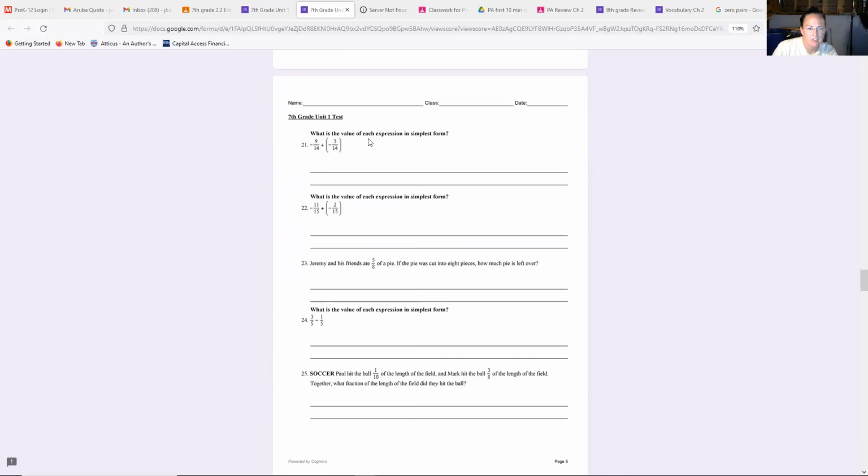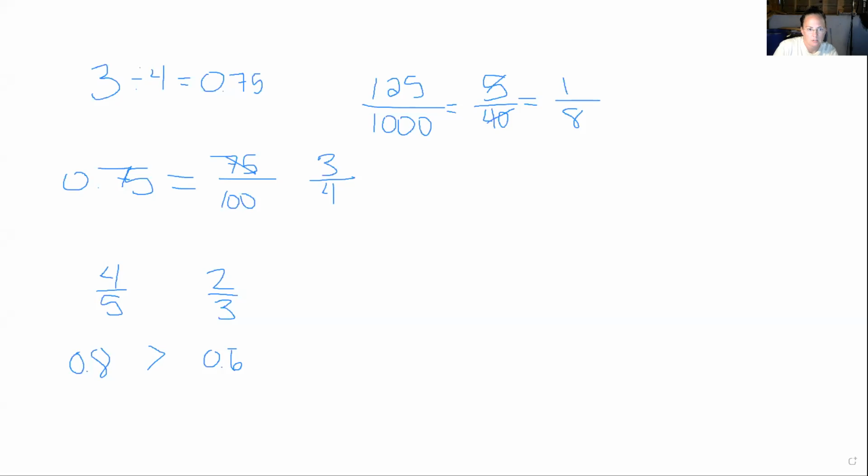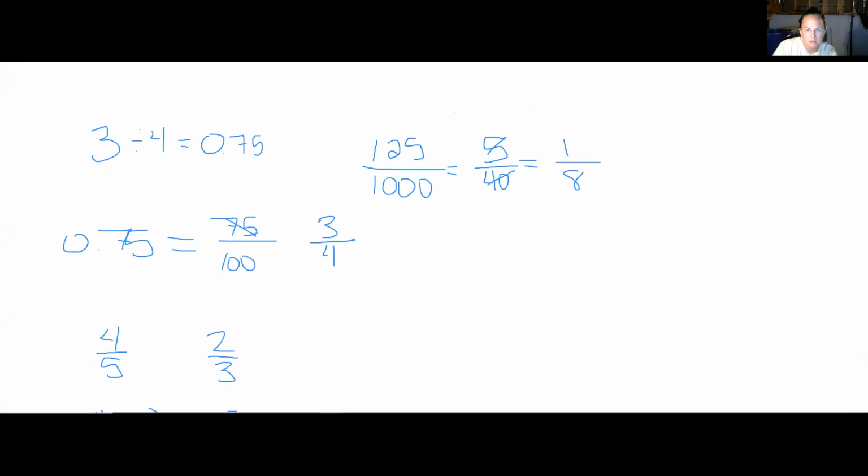21, what is the value of each expression in simplest form? So this is negative 9/14, it's negative 13/14. This is, actually, I'm going to clear everything and then come back to draw. This is negative 9/14 plus a negative 3/14. So what I notice here, first off, is that I have a common denominator. If I have a common denominator, I can just deal with the top. So my bottom, my denominator, stays 14.